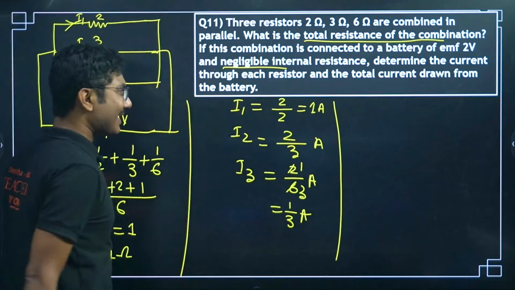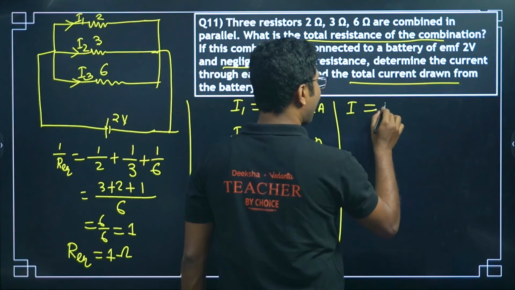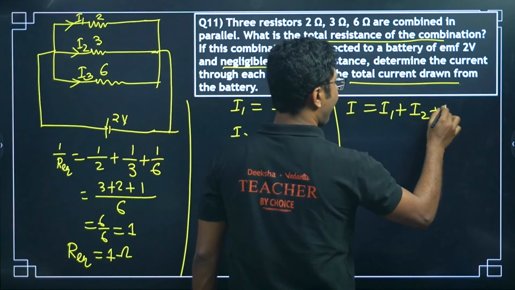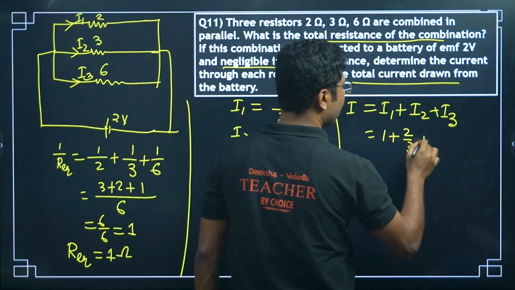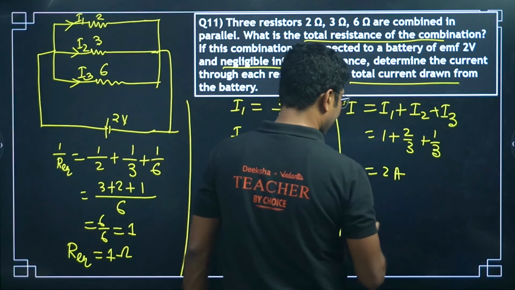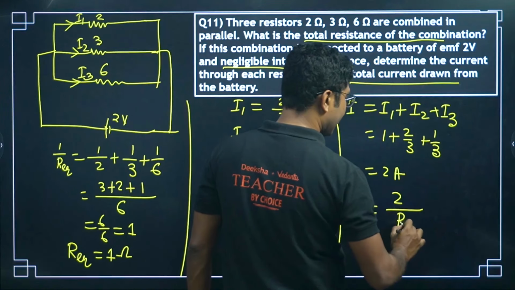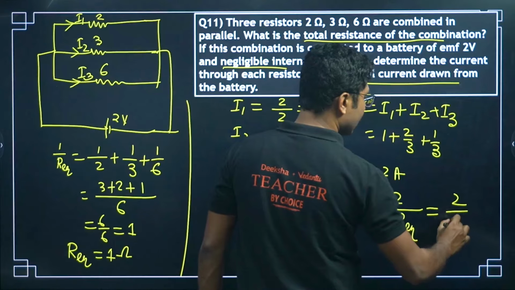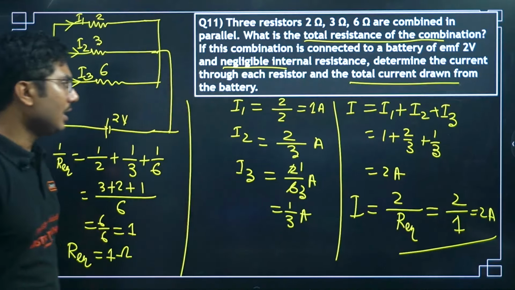What is the net current? Total current, you can find it in 2 ways. One is like this: 1 plus 2/3 plus 1/3, that equals 2 ampere. Or another way to find the current is the voltage that you have applied divided by the equivalent resistance. So, voltage you have applied is 2, equivalent resistance is 1. So, this is also 2 ampere. So, both ways you can calculate the total current.